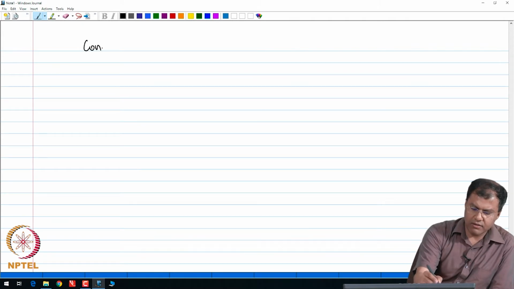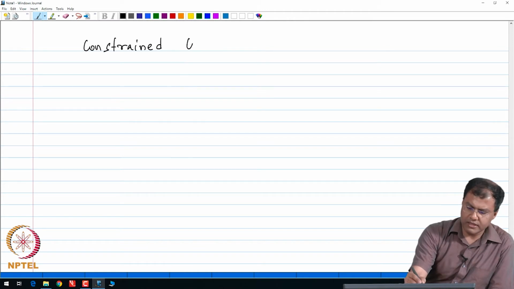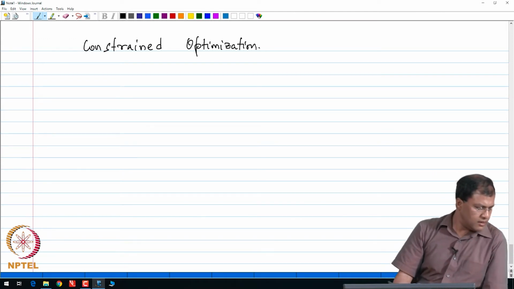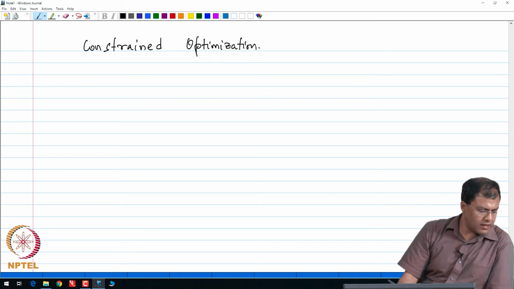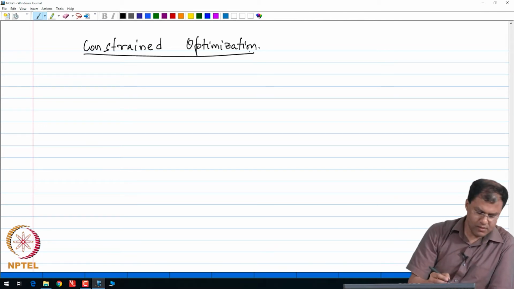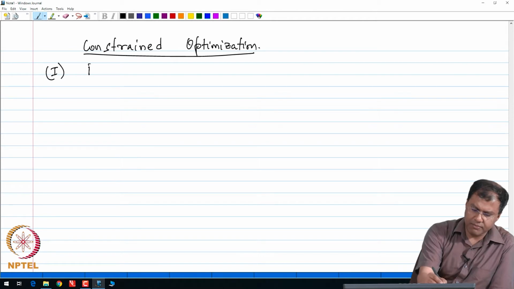So, what I have is I am going to describe two methods of constraint optimization. We will describe the method via the Hamiltonian for constraint optimization. The first method is the penalty function method.